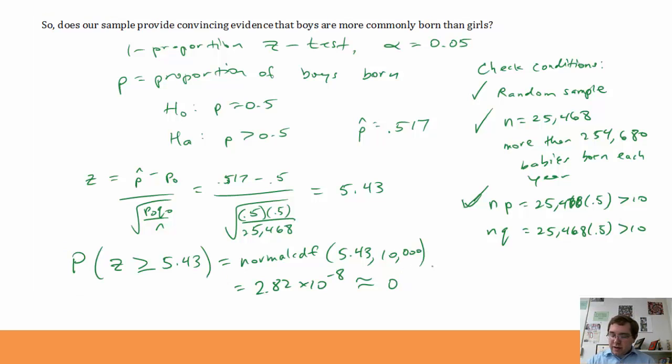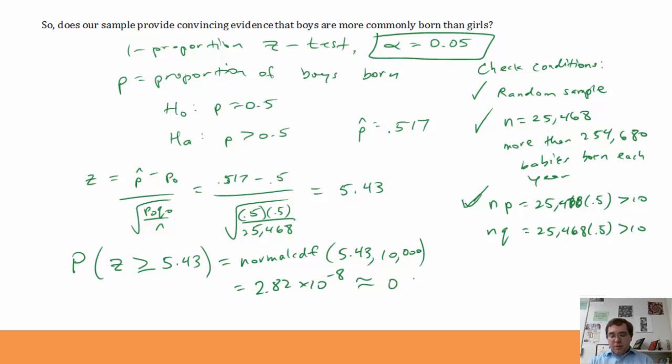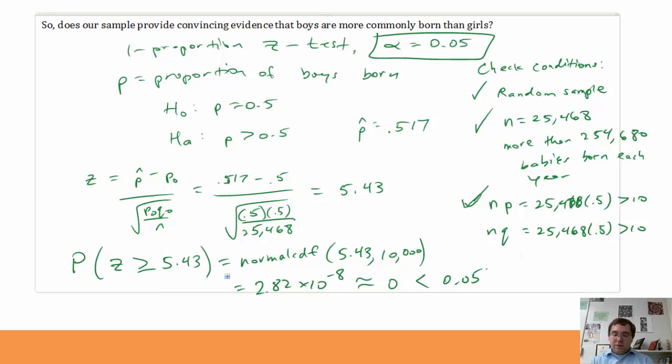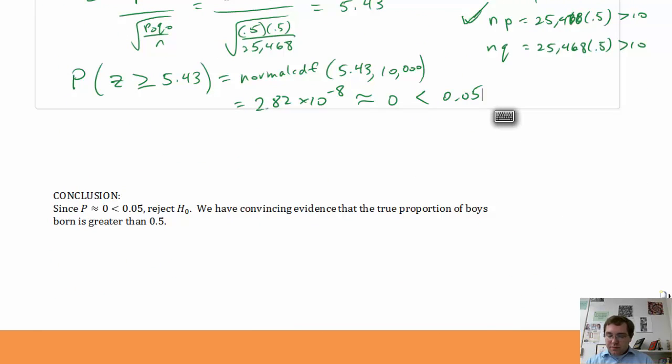Okay, so we take our p-value, which is almost 0, and we compare it to the alpha that we identified up front. We said we're going to take a significance level of 0.05. We compare our p-value to that. Well, 2.82 times 10 to the negative 8th, or approximately 0, is certainly less than 0.05. But we need to write that, show that we've compared the two. So that means we can make our conclusion. Since p, which is approximately 0, is less than 0.05, we reject H naught. We have convincing evidence that the true proportion of boys born is greater than 0.5.